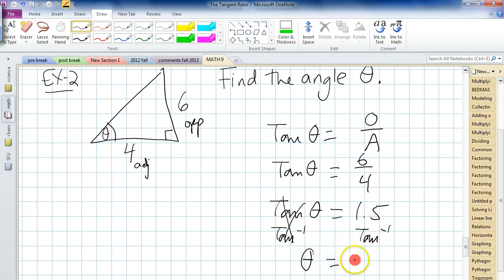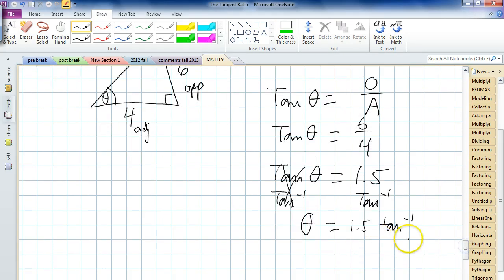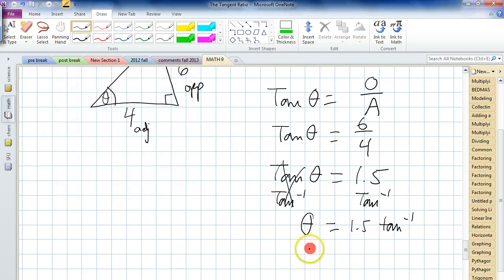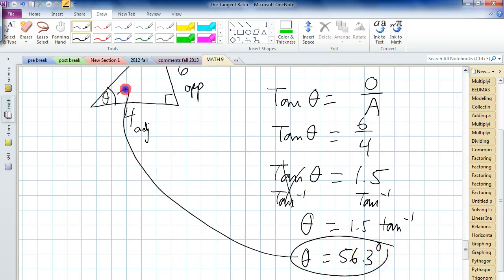Over here you're left with 1.5 with tan to the negative 1, or inverse tan. So I'm going to punch 1.5, inverse, turn that into tan to the negative 1, hit that, and I get 56.3. So theta is 56.3 degrees. That is what that is right there.